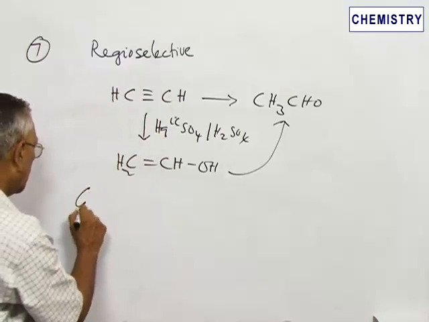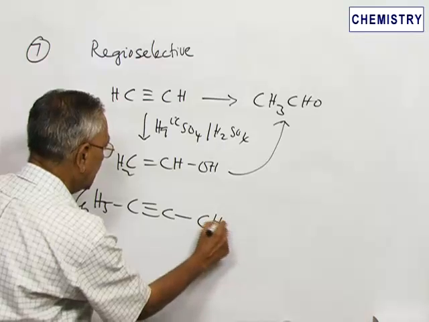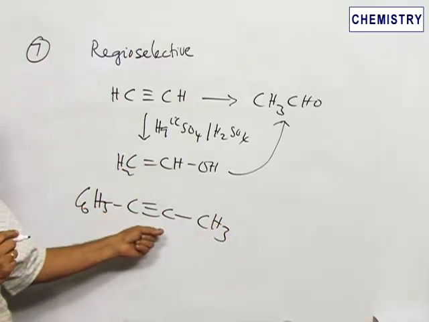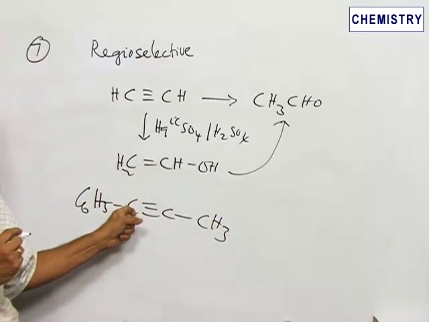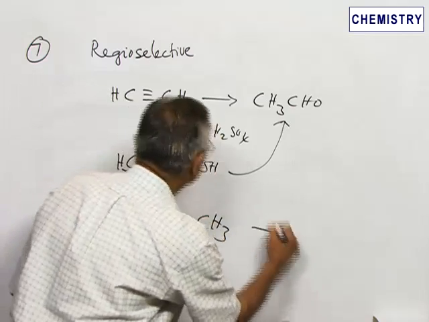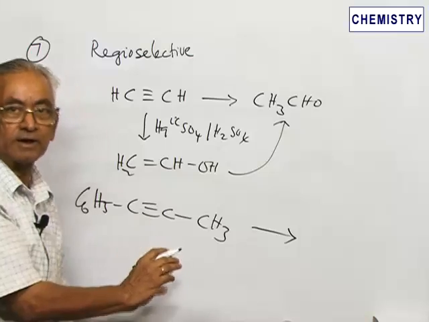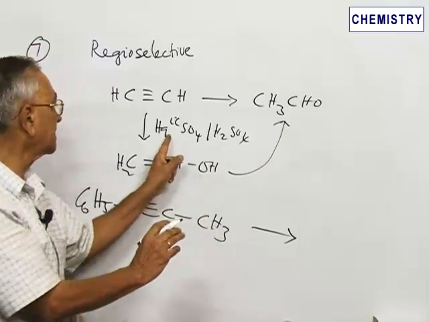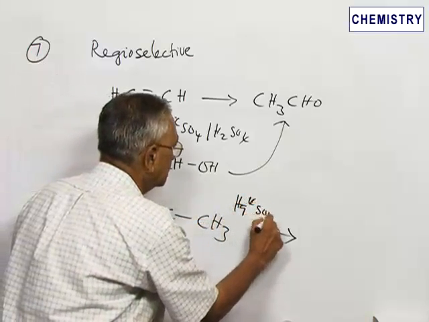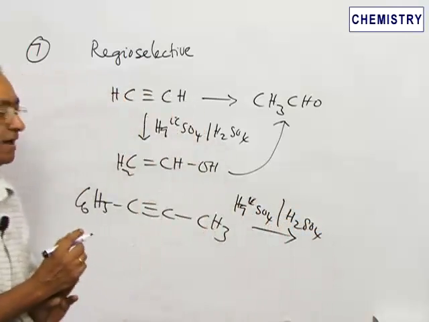Now let us take another example, C6H5 C triple bond C CH3. This is also an acetylenic compound. On one side of the acetylenic bond, we have a phenyl group. On the other side, we have a methyl group. When this is subjected to hydration, direct addition of water is not there, but the addition of water is effected through mercuric sulfate, that is mercury in the higher oxidation state, and sulfuric acid. What will be the product that is obtained?